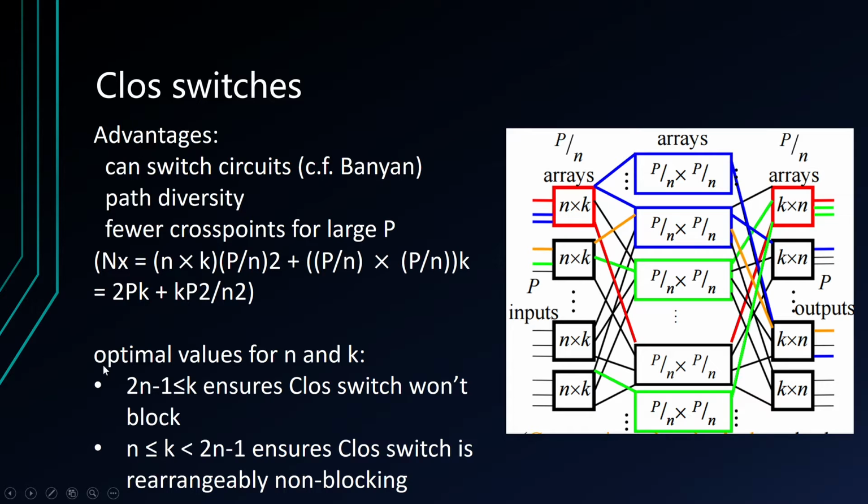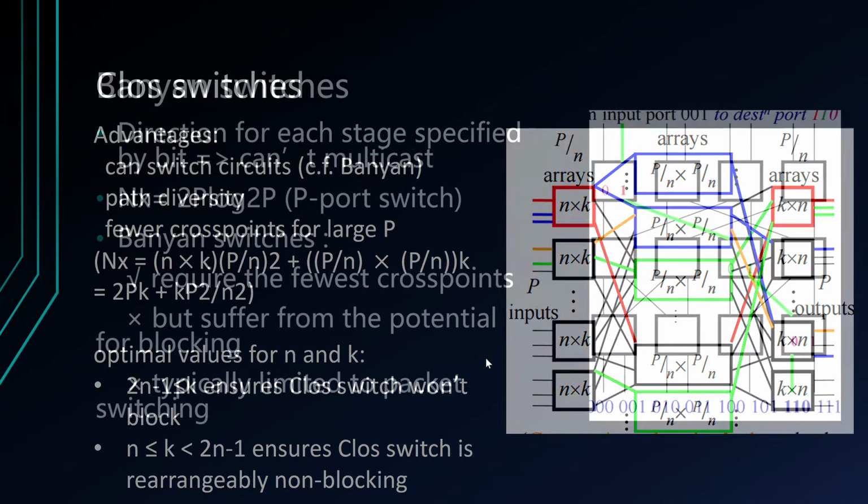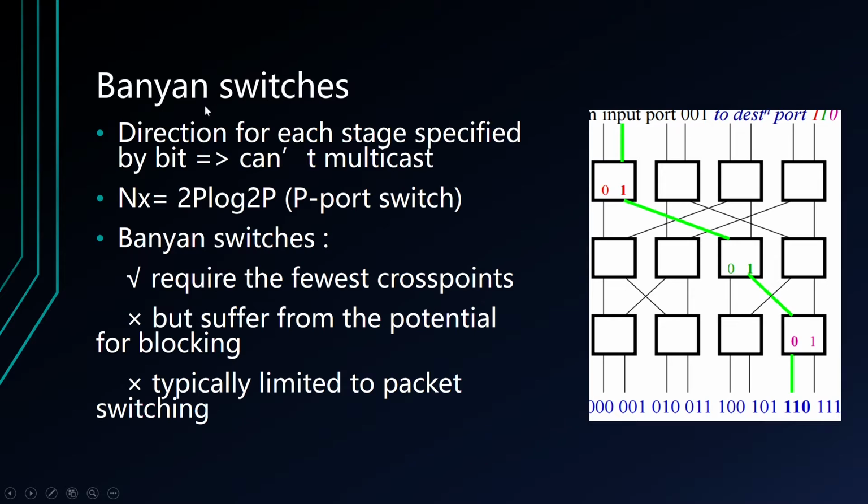So how do we optimize the values of N and K to make sure the system won't block, or is rearrangeably non-blocking? The range of K can be calculated using a mathematical formula. And another example is the banyan switch.